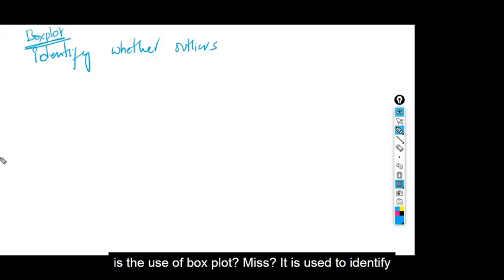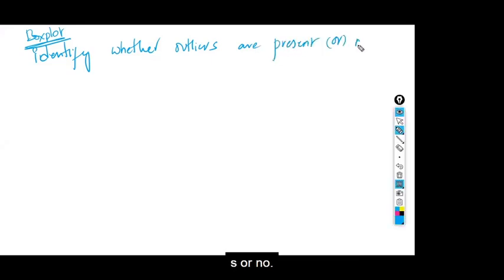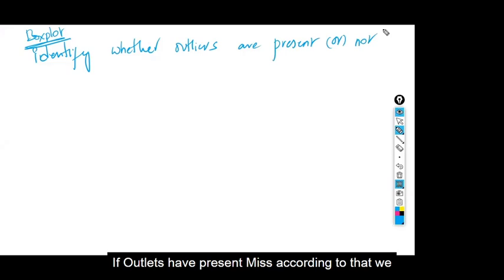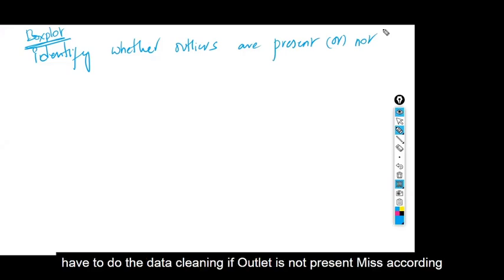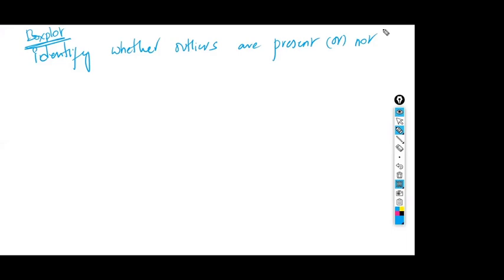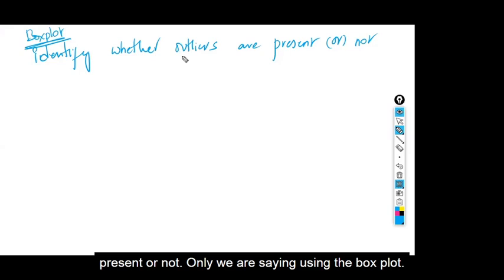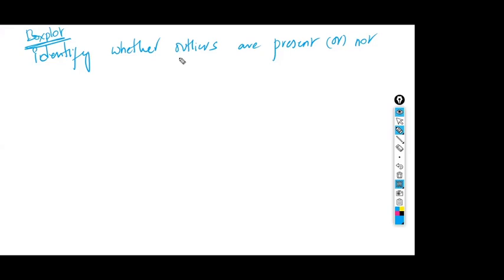What is the use of the box plot? It is used to identify whether outliers are present or not, yes or no. If outliers are present, according to that we have to do the data cleaning. If outliers are not present, according to that we follow the next step. To check whether the outliers are present or not, we use the box plot, right?